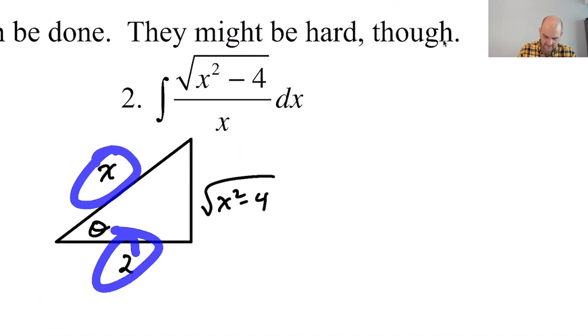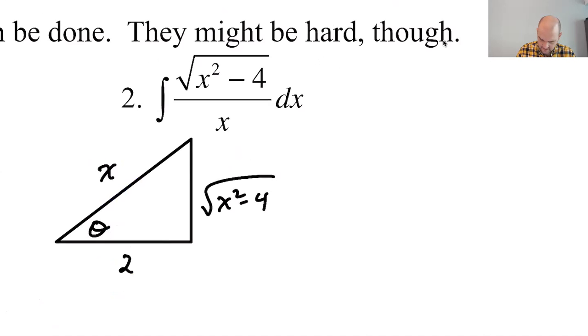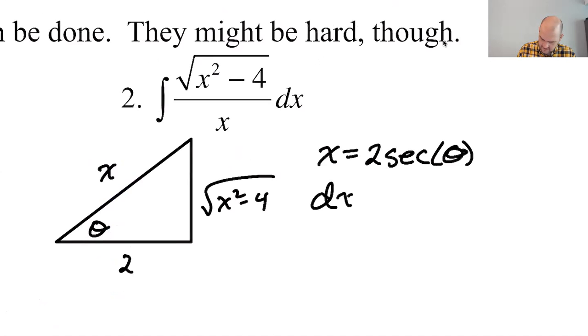So secant of theta is going to be x over 2. So x is 2 secant of theta. So dx is going to be 2 secant theta tan theta d theta.